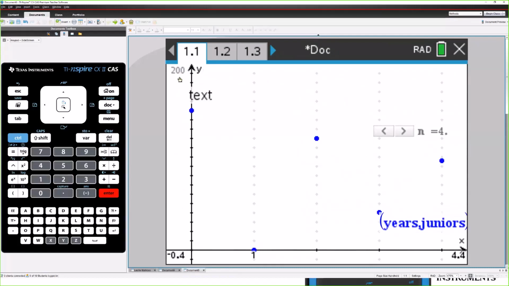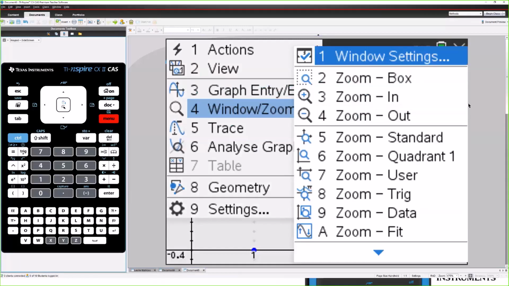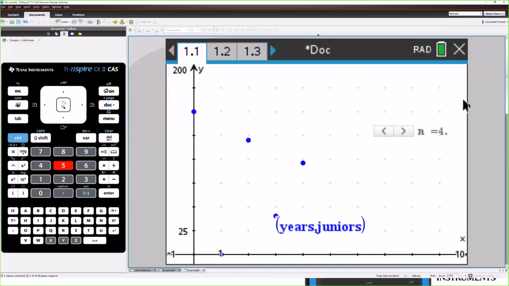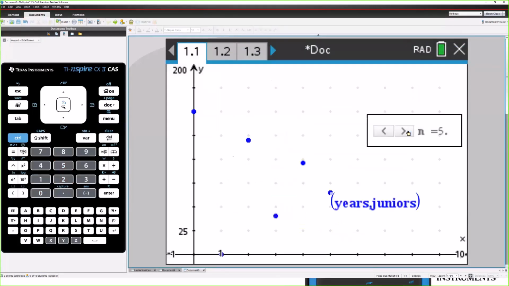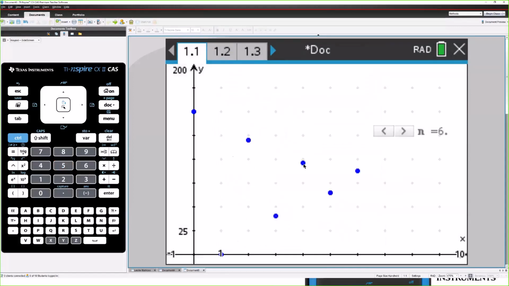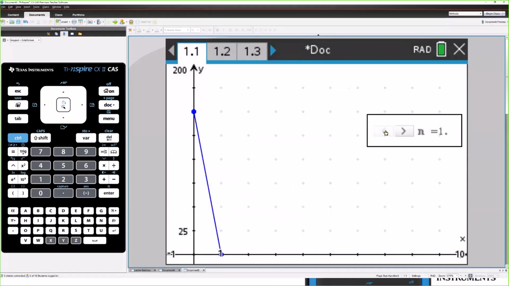And probably needed to fix up the y-axis scale. Let me just change that. Window zoom, say in -1. I'm going to go for 10 years, scale of 1 year, -10, 200, and let's say 25 seems like a reasonable scale, and that looks a bit better. And then I just hid that label there, like that. And I did it as a connected scatter plot. Change your attributes, connected scatter plot. And now we can track junior population.